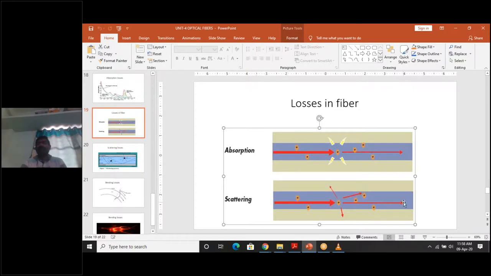You have to apply some tension to get a very narrow core. In this process, what happens, you know? These yellow regions will be formed. These are called density fluctuations. What are these yellow regions? These are called submicroscopic variations in density.